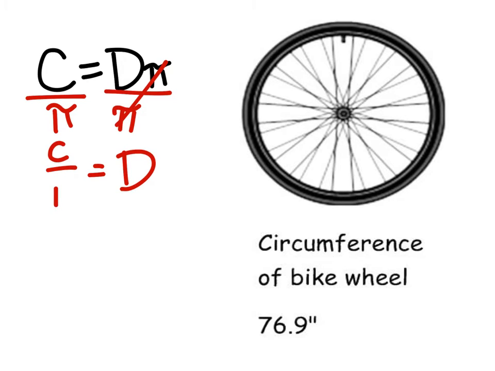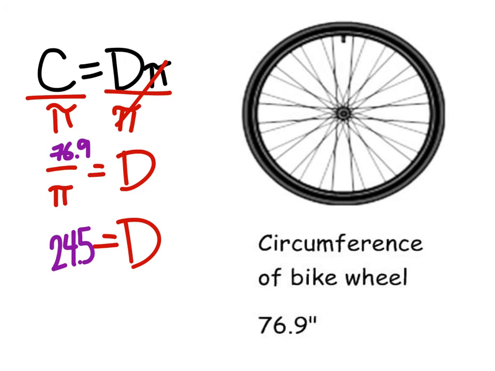So I got circumference divided by pi, and they gave us the circumference, which was extremely generous. The circumference is 76.9. So I'm going to plug this into my calculator and round it to the nearest tenth. All right, 24.47 or something like that. Let's round it to 24.5. But the answer is not just 24.5. It's 24.5 inches. Bam. There it is.